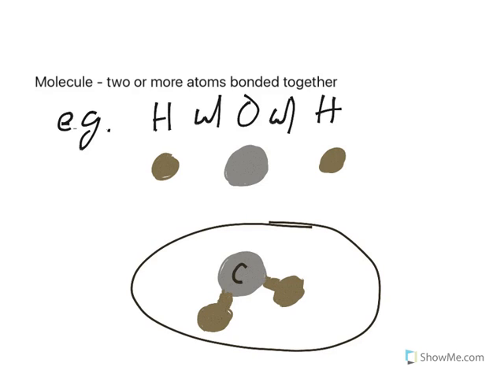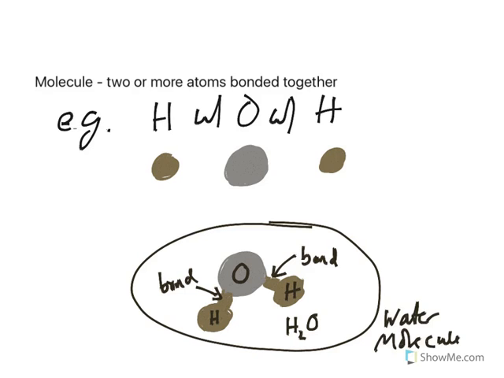So here is our molecule. We have an oxygen in the center, connected with two hydrogen atoms, and the connections are called bonds. Since we have two hydrogen atoms and one oxygen atom, commonly referred to as H2O, we have the molecule called water. And this is an example of a molecule.